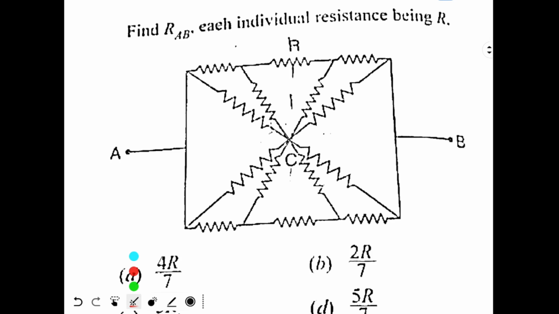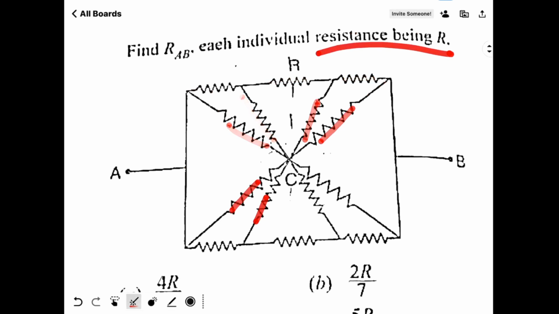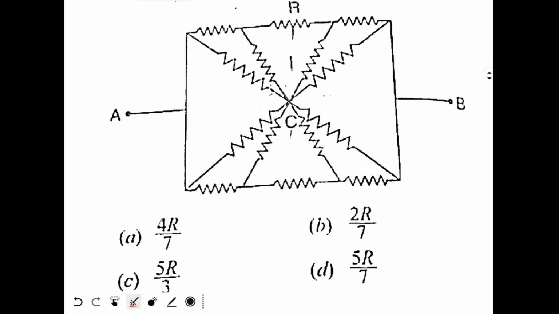Okay, what we have to do in this question is find the equivalent resistance between A and B. All the branches, all the resistors over here have the same value R. Each of the individual resistors is equal to R. So how do we solve this question?